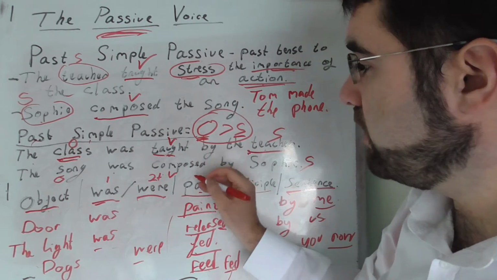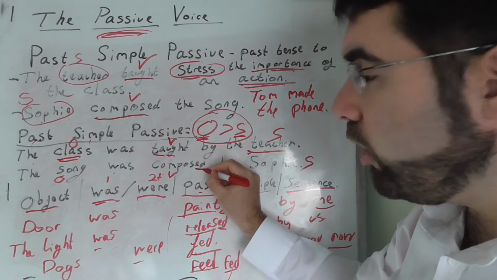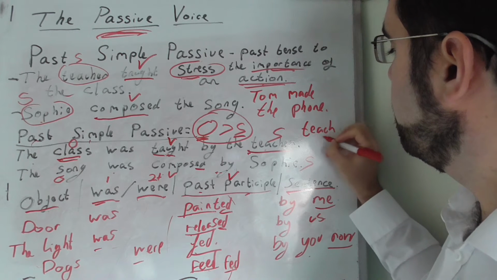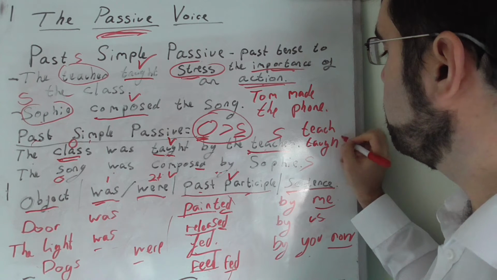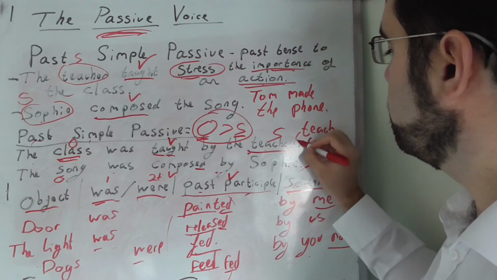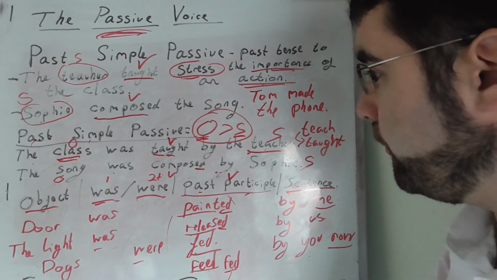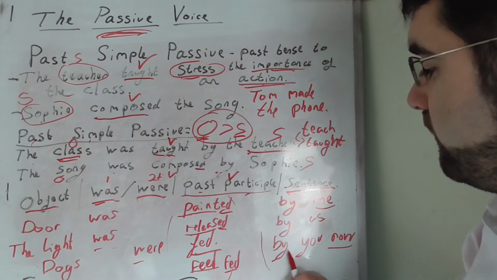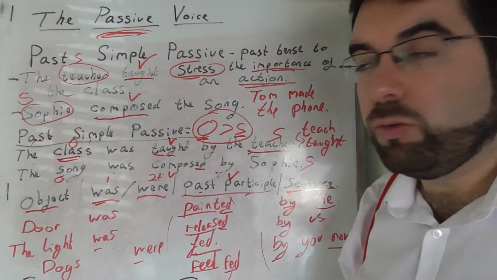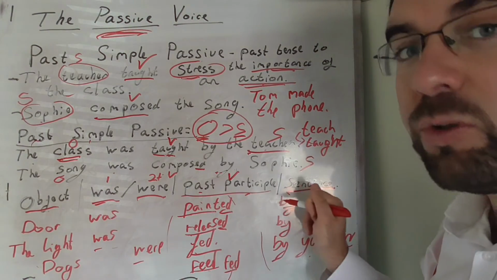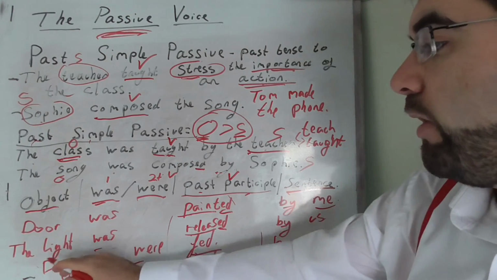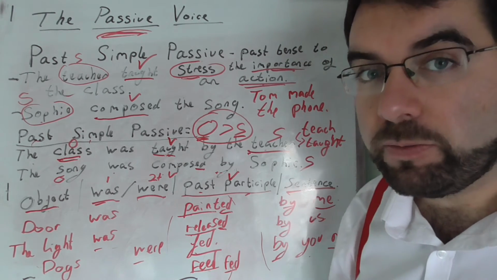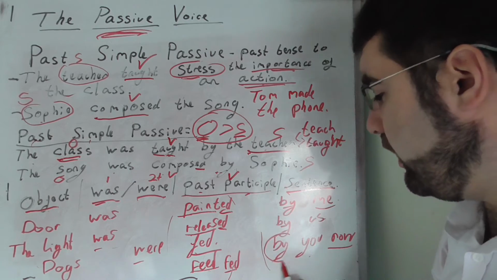And even these are in the past tense as well, the past participle. Compose, composed. Teach, taught. Very good. Very important to understand that. And the sentence here can go any way. We include the by to highlight by who. You couldn't really say the door was painted Adrian. The door was painted me. The light was released us. Doesn't make sense. The dogs were fed you. No. The dogs were fed by you.